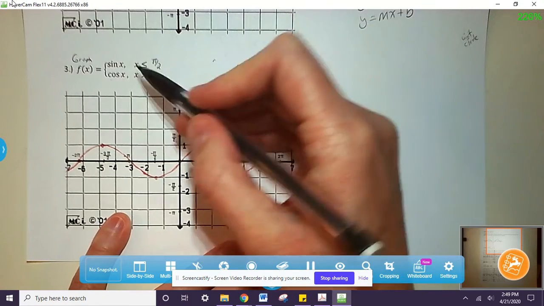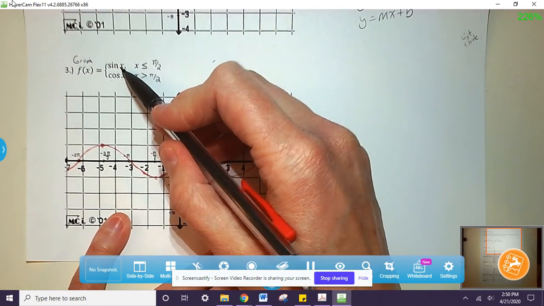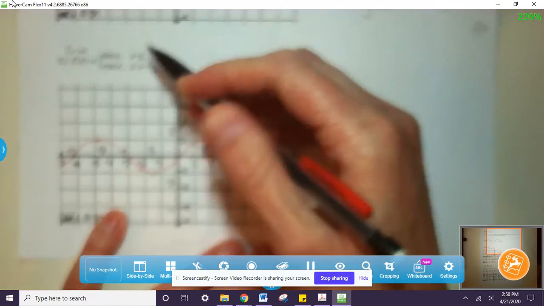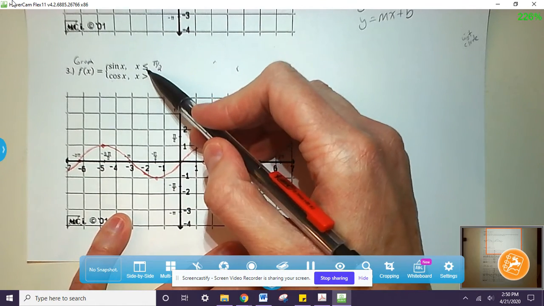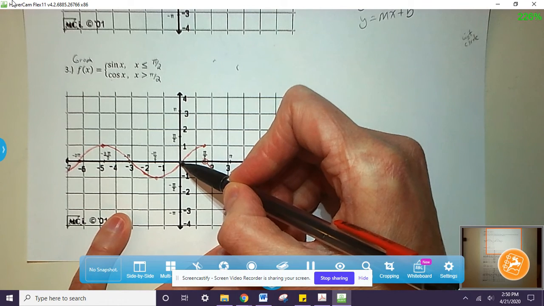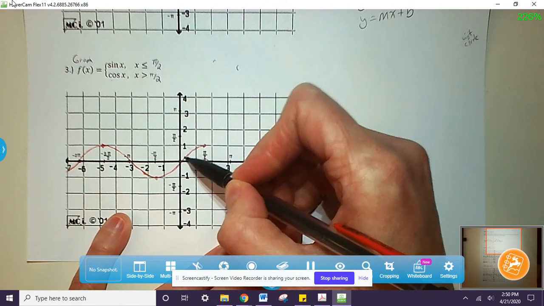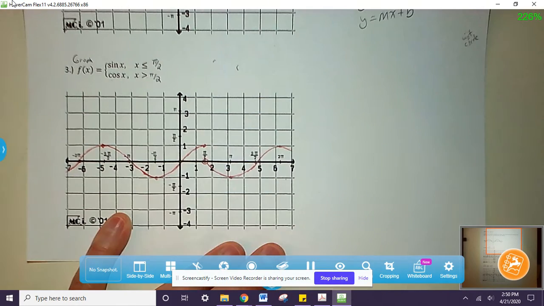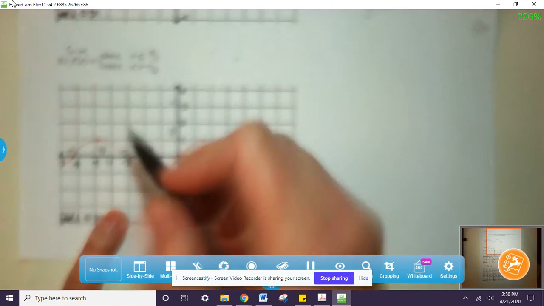And then this part was probably a little easier to graph because it went right through the y-intercept. So we're going to use sine when x is less than or equal to pi over 2. So you have your y-intercept at 0, 0 as expected for sine, a max at pi over 2, 1, and then it comes down to the min at negative pi over 2, intercept at negative pi, and so on.